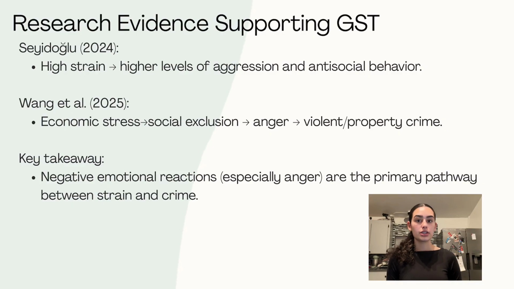Research supporting GST. Research strongly supports the central idea that strain produces negative emotions, and those emotions can lead to crime. In 2024, studies have found that people with higher levels of strain were significantly more likely to engage in aggressive or antisocial behavior. Wang and colleagues in 2025 show that economic stressors and social exclusion produce anger that directly contributed to both property crime and violent crime. These studies confirm that emotional responses, especially anger, are key in the pathway from strain to criminal behavior.